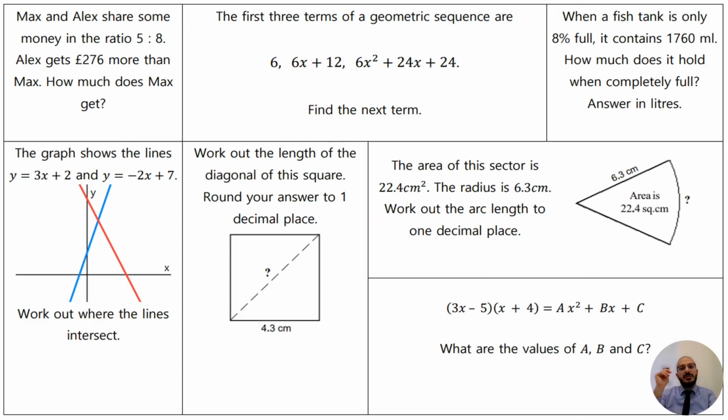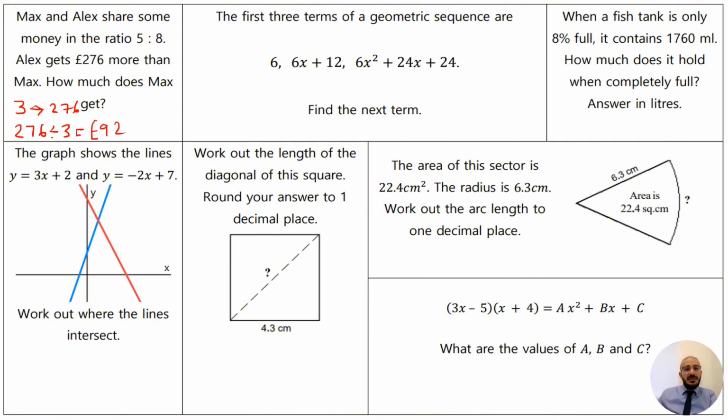Okay, for the next question, Max and Alex share some money in the ratio of 5:8. Alex gets 276 more than Max. So the difference between Alex and Max is 3, so 3 is represented by 276. If I divide 276 by 3, I will be able to find out what one part of that ratio is. And 276 divided by 3 would give me £92.